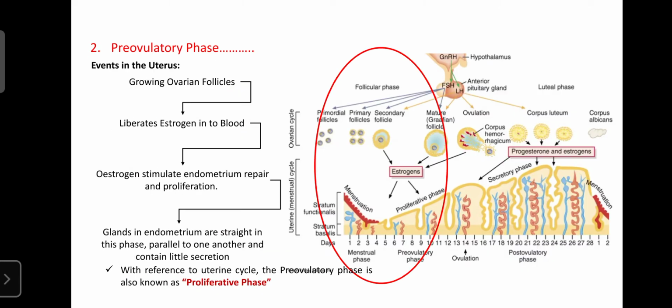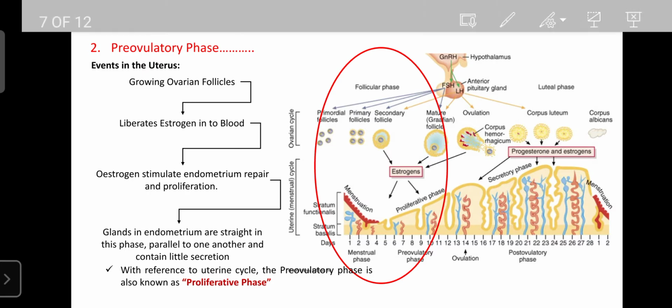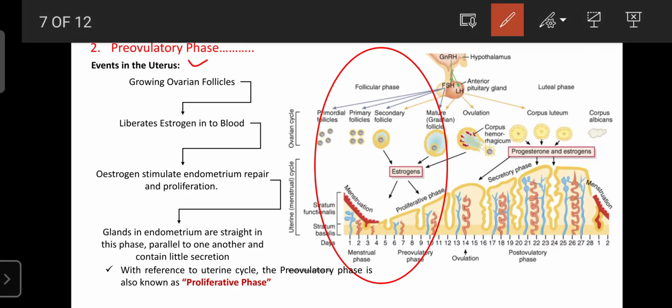Those are the changes or events that occur in the uterus. As the growing ovarian follicles liberate estrogen into the blood, that estrogen can further stimulate the endometrium repair and proliferation, which increases the thickening of the endometrium. So that can create a favorable environment.